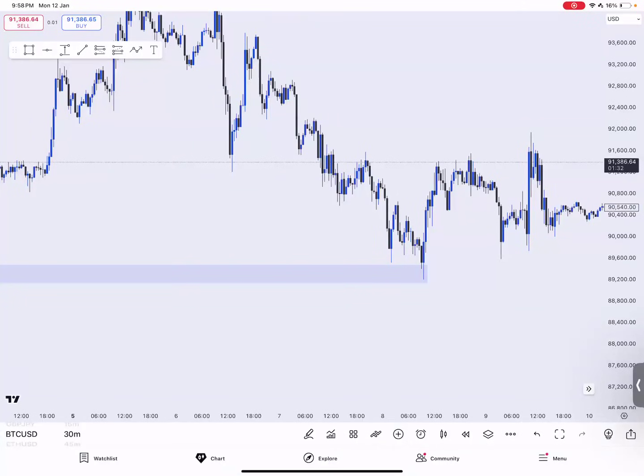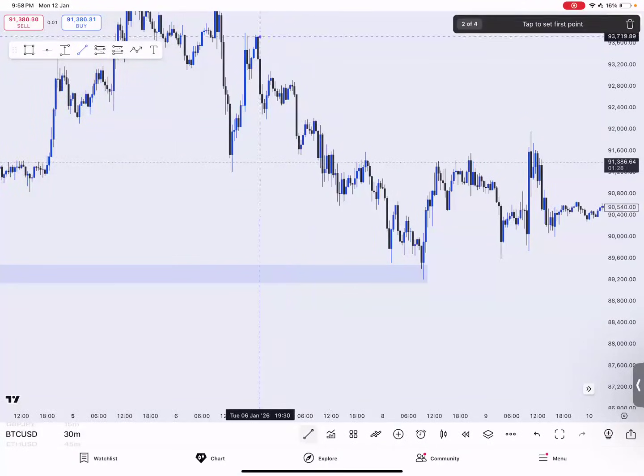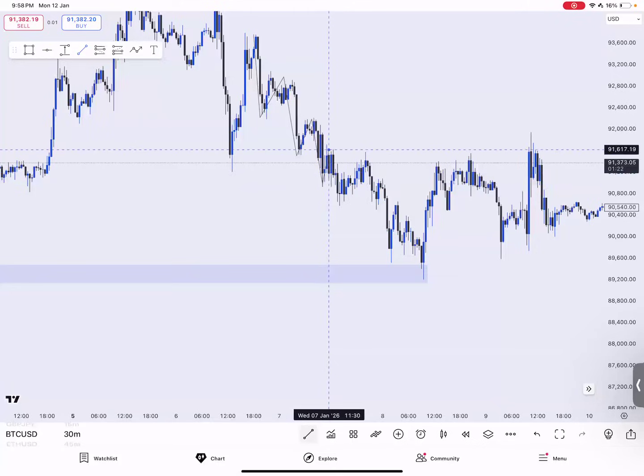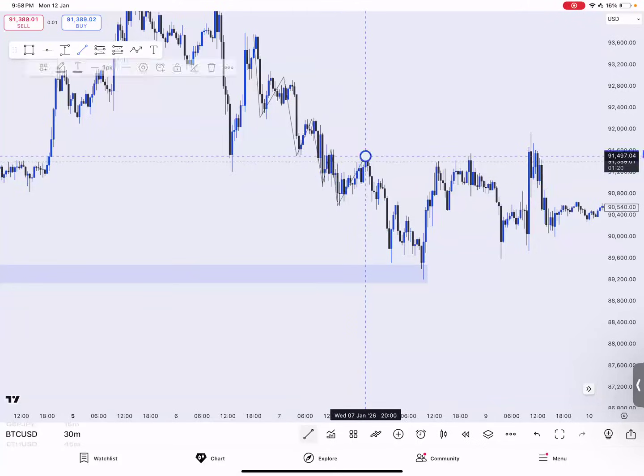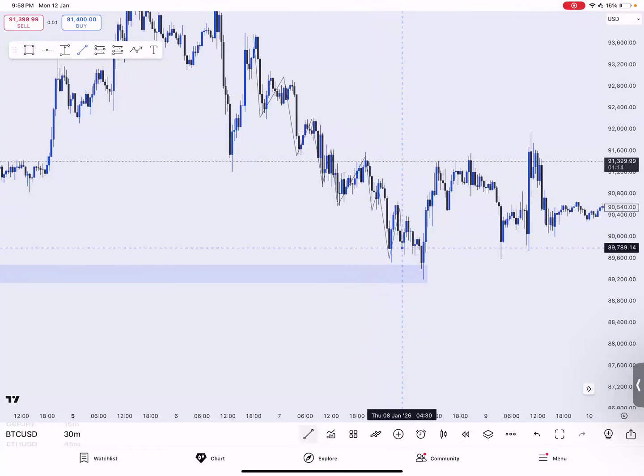When price hit this zone, it was on a downtrend, giving us a series of lower highs and lower lows, lower highs and lower lows, lower high, lower low, lower high, then lower low, lower high.